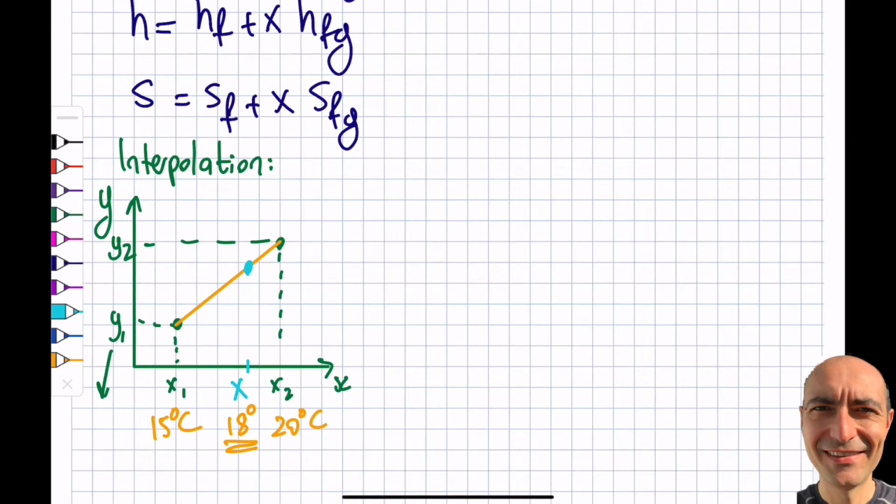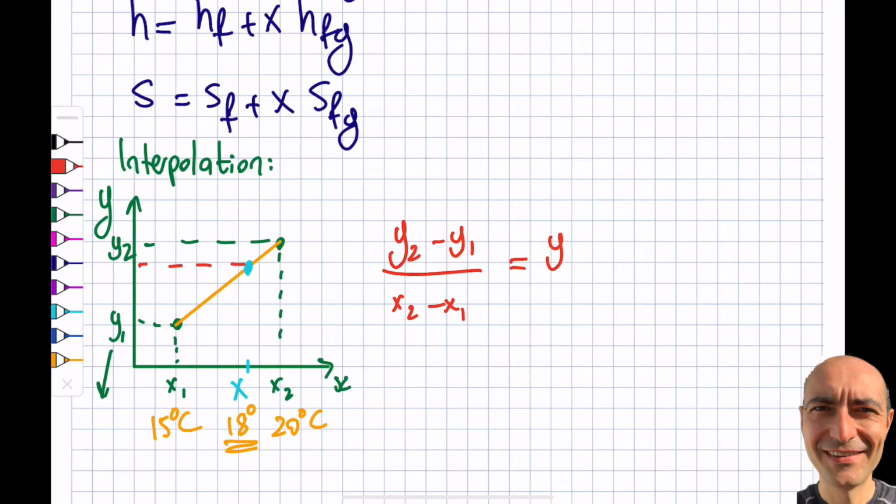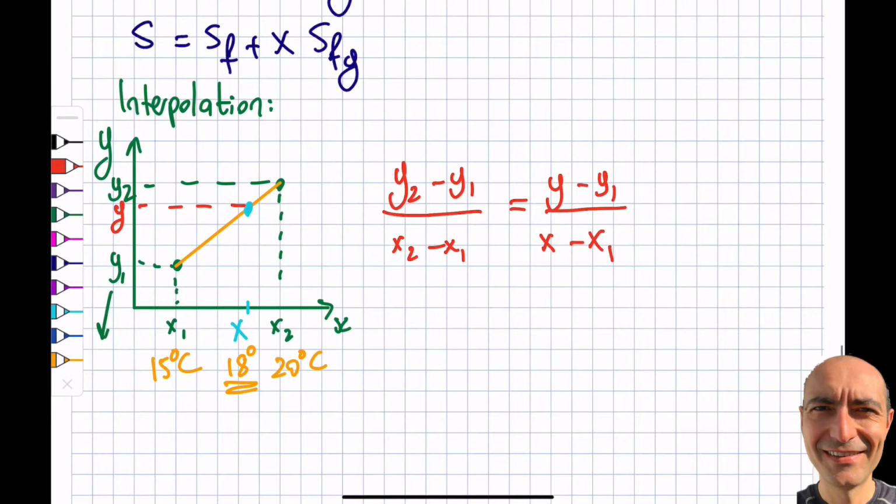So what I will do then is pure math. What I'm going to write next is absolutely math, nothing to do with thermodynamics. y2 minus y1 divided by x2 minus x1 will be equal to y minus y1 divided by x minus x1, where y is what I'm interested in and x is the value 18 in my case. Just to illustrate, I don't want to teach geometry today. If this angle is alpha, I'm writing the slope of that angle. They need to be the same because they are on the same line. So that's what I'm doing over here.